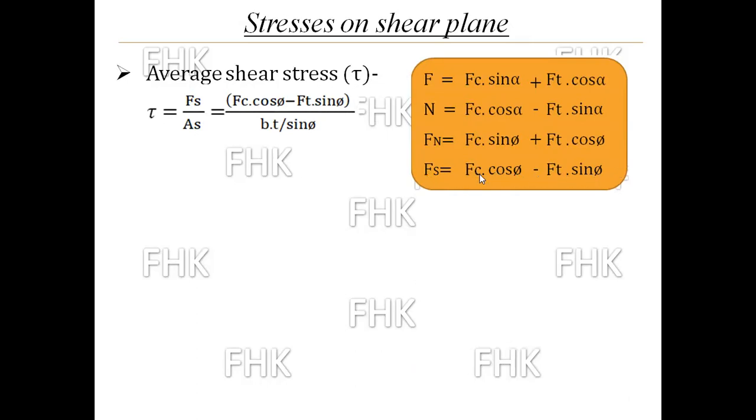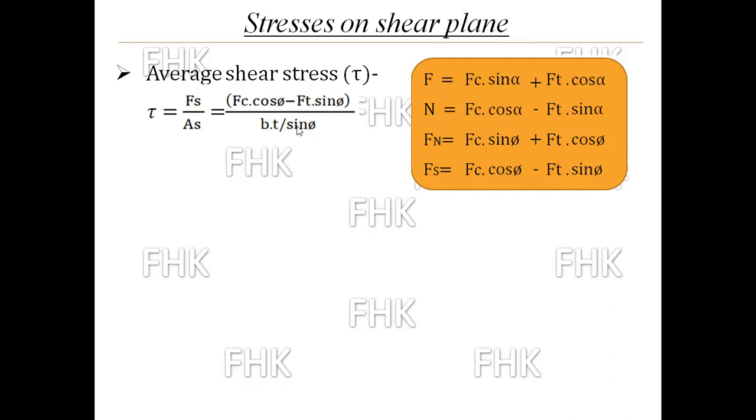Fs is equal to Fc cos phi minus Ft sin phi. I will share the link of the previous video in which we derived these formulas: Fs equals Fc cos phi minus Ft sin phi. Putting the value of Fs here, divided by As. What is As? As is d into t divided by sin phi.